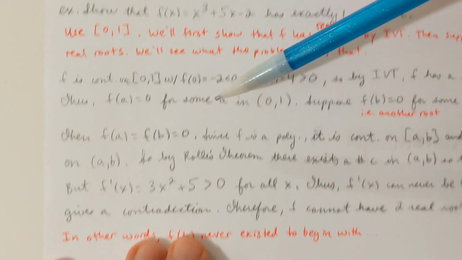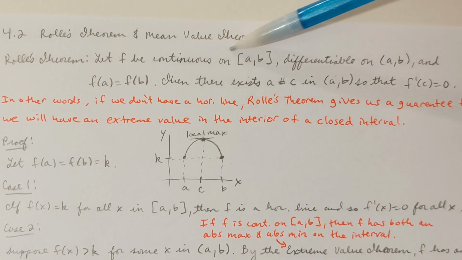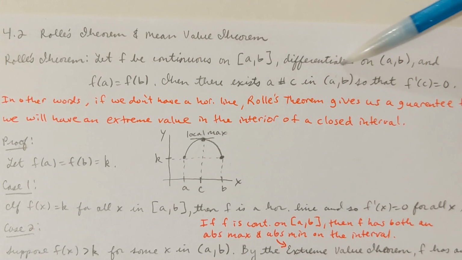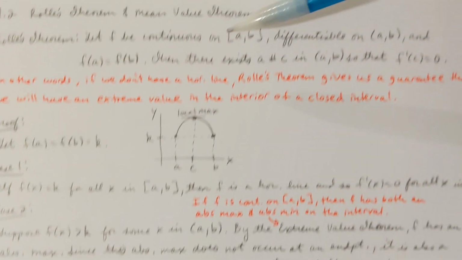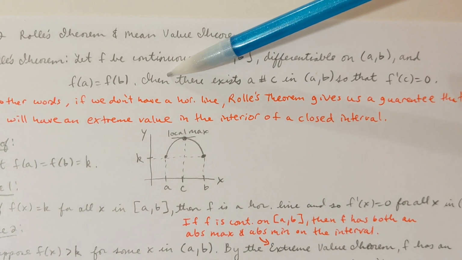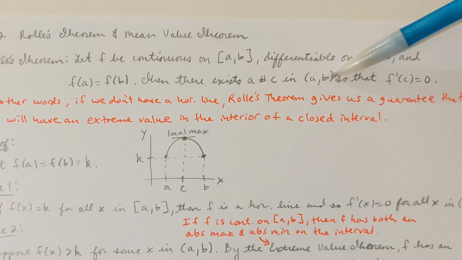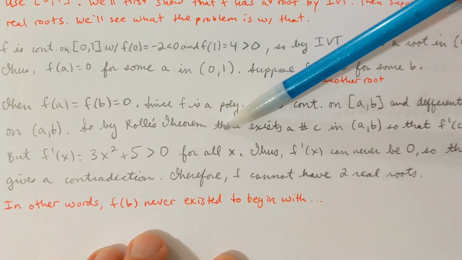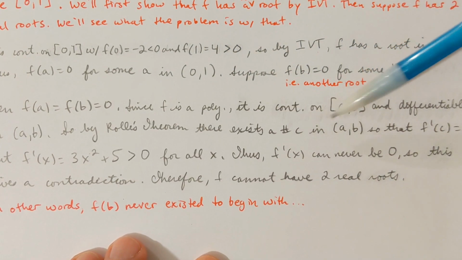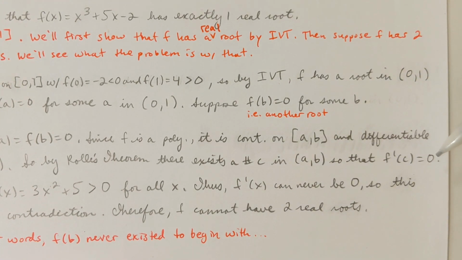So now the three conditions for Rolle's theorem have been satisfied, right? I've described a continuous function on a closed interval, a differentiable function on an open interval, and f of a and f of b are the same. Well, Rolle's theorem says that there exists a number c in the open interval ab so that f prime of c is equal to 0. So that's where I'm headed next. By Rolle's theorem, there exists a number c in the open interval ab so that f prime of c is equal to 0.